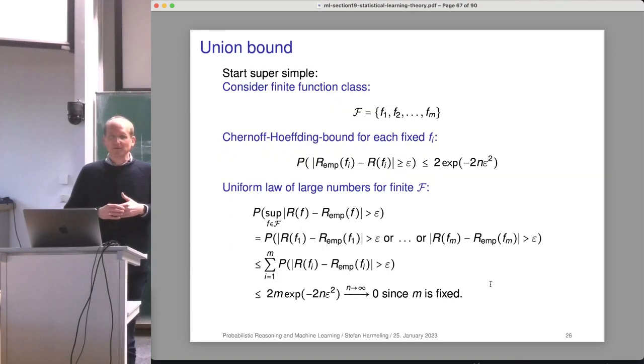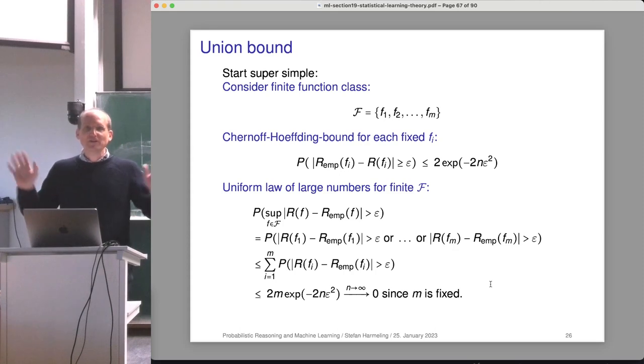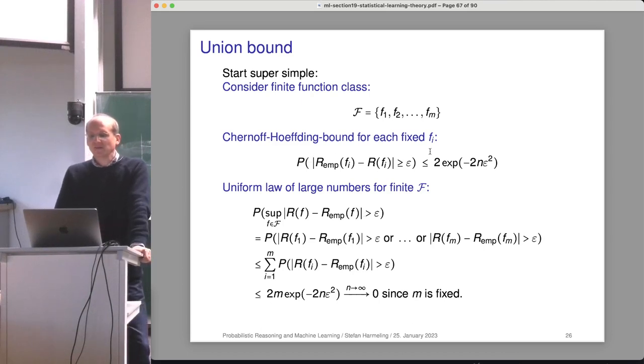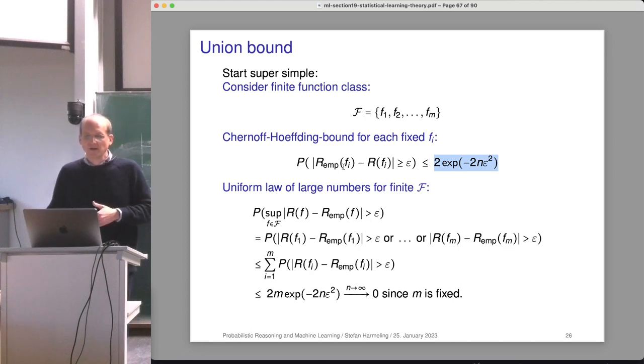So, union bound. Let's start super simple and look at a finite function class. A finite function class is super trivial, right? Then the union bound should hold. That's kind of obvious, so let's see why that's the case. The Chernoff-Hoeffding bound gives us for every fixed f_i this expression. So for every f_i we have such a bound, but only for a fixed f_i, not for all at the same time.